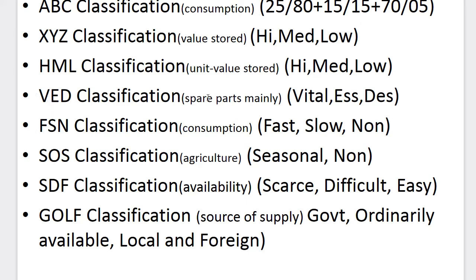VED classification. It can be spare parts, so vital, essential, and desirable. So it can also be considered ABC, but some are really the way we consider inventory. So this is just classification. You can even do your own, right? FSN, fast moving, slow moving, non-moving. SOS, seasonal or non-seasonal, so it can be in agriculture. SDF, availability is scarce, difficult, or easy. GOLF classification, considering the source of supply: government, ordinary, available, local, and foreign. Right. So these can be some ways to classify your inventory.